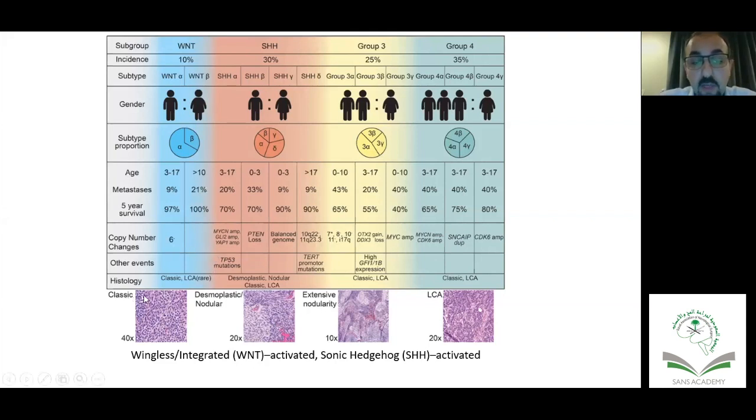It used to be classical or desmoplastic Sonic Hedgehog, 30%, and now we have 4 subtypes, which depend on the age.